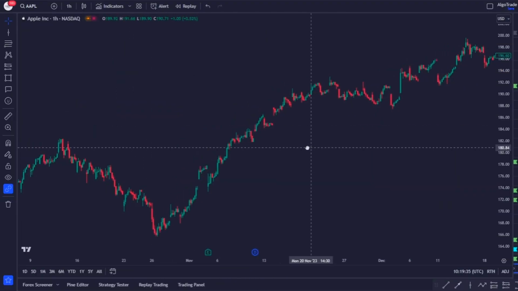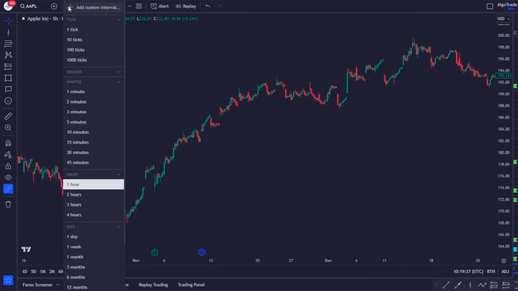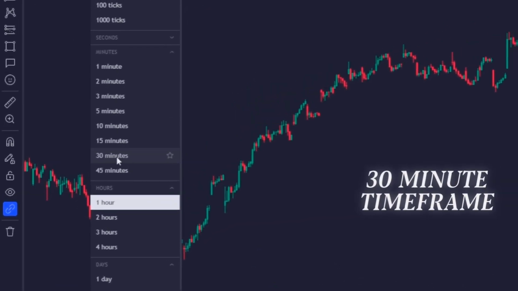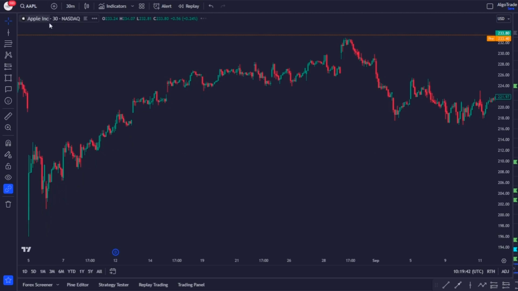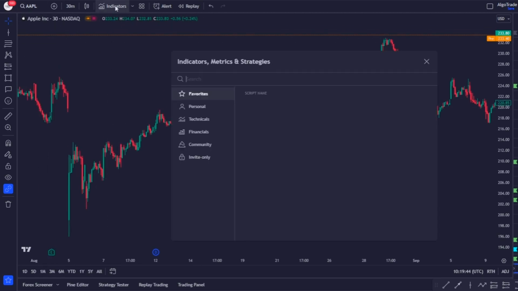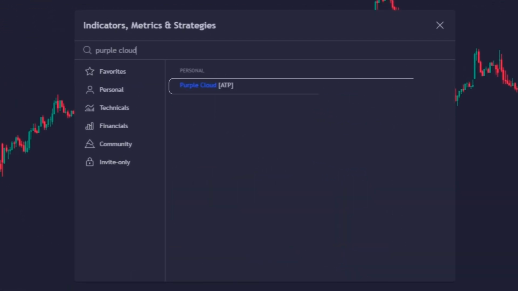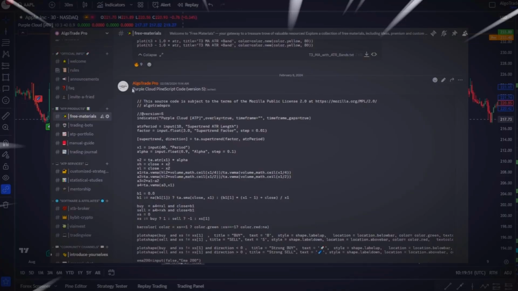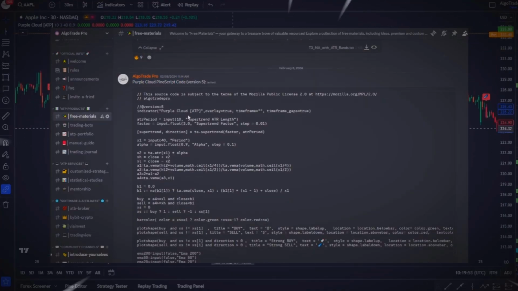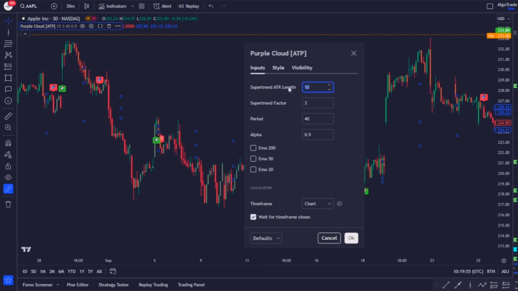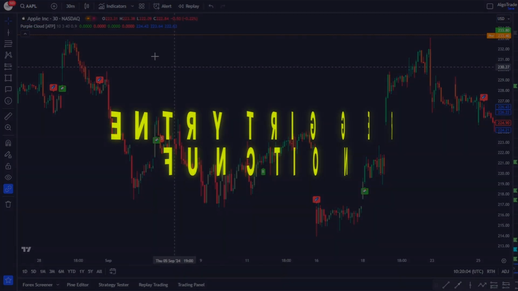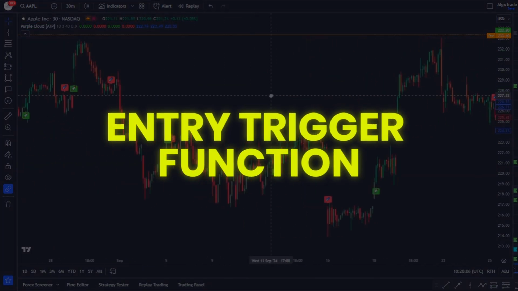Finally, we have the strategy for the stock market. This strategy was designed for trading stocks in the 30-minute time frame, and it is the easiest one. The indicators that you will need to apply this strategy are the purple cloud, where you can also find the code from my personal one on the free materials channel for my Discord, with the settings 10 for the super trend ATR length, 3 for the super trend factor, 40 for the period, and 0.9 for the alpha value. And this indicator has the entry trigger function.